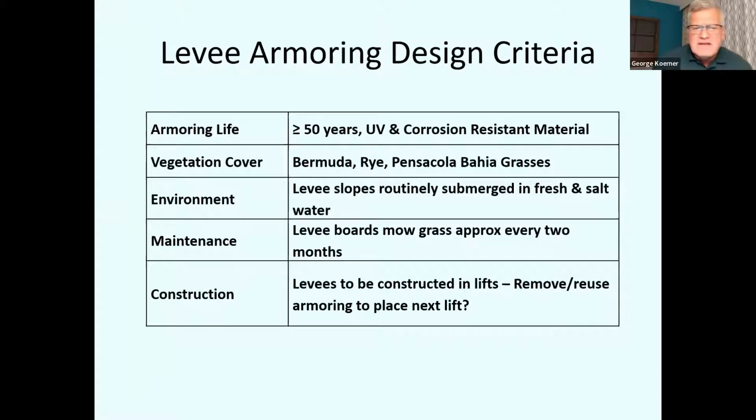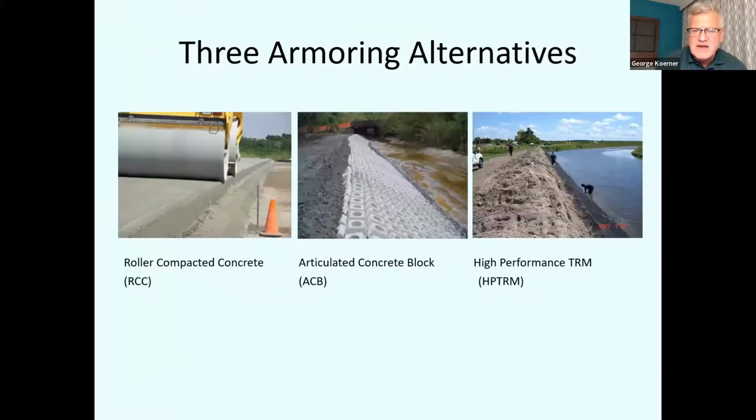For the levee armoring design, the design life is greater than 50 years. It will not only have a high performance TRM on it, but it will have a grass layer on it as well. The environment that this levee is in is both fresh and salt water, so it'll have brackish water on it. There will be some levee maintenance with grass mowing over top of it, and construction will be typically in lifts, and they will have to repair. So this system will have to have O&M associated with it.